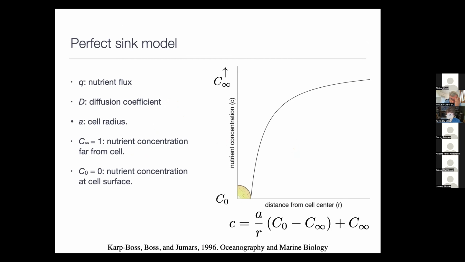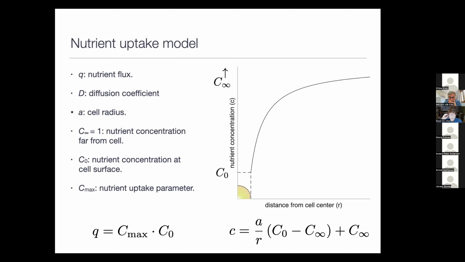So now if we go back to that perfect sink model, we remember that the nutrient concentration at the cell surface was set to 0, and then we have a concentration of 1 far from the cell. And the flux was calculated by dividing the diffusion coefficient by the cell radius. But this is not quite a realistic model. Diatoms are not going to be taking up all of the nutrients available to them, so there's some limitation to their uptake rate.